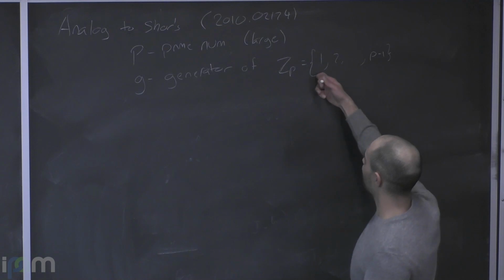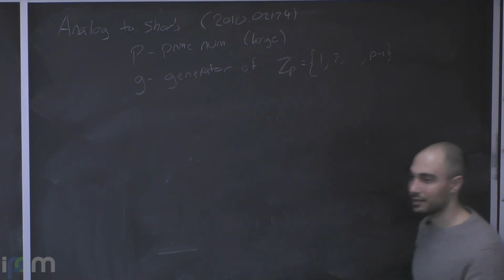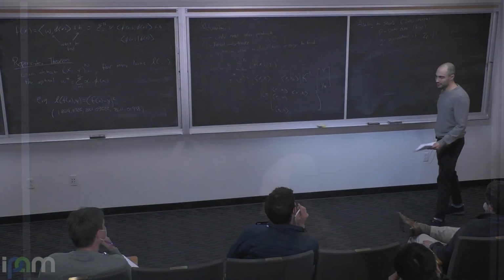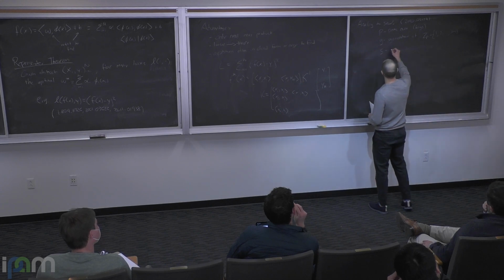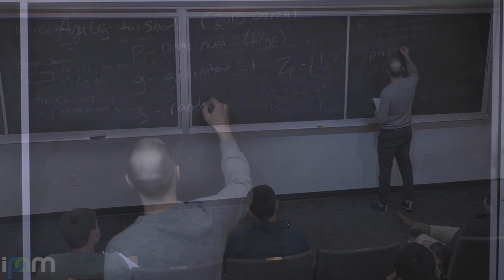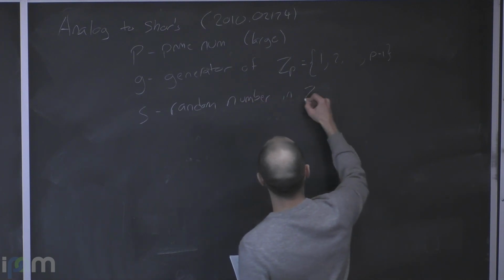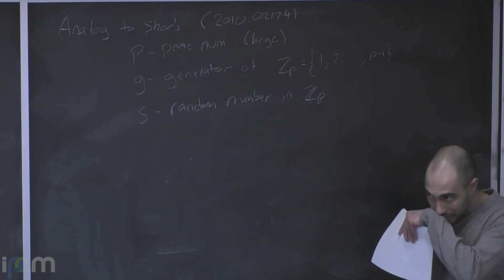Like, if this is 1, 2, 3, 2 is a generator, right? Yeah. It's prime, right? So as long as it's not a power of p, it's a generator. Yeah. And then s, a random number in Z_p. You'll see where it comes in, but you just take some random number in here.